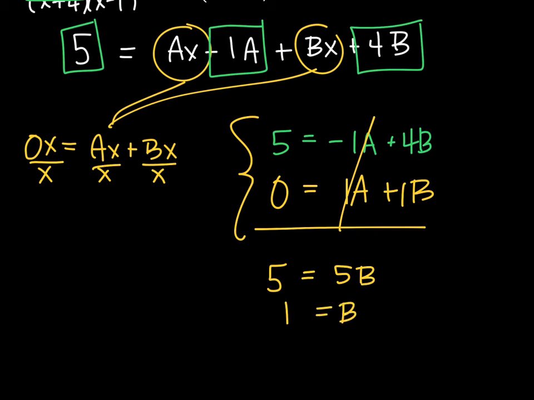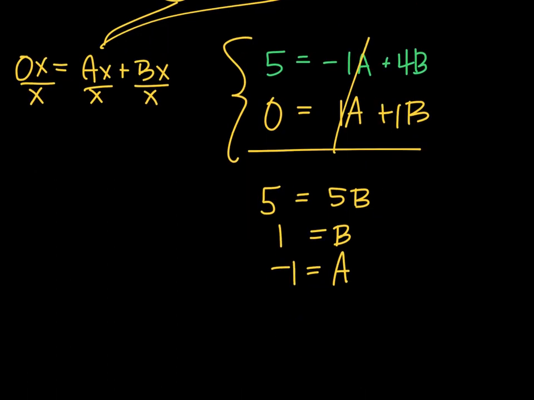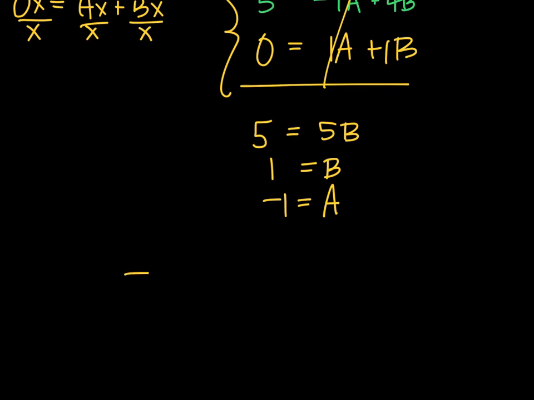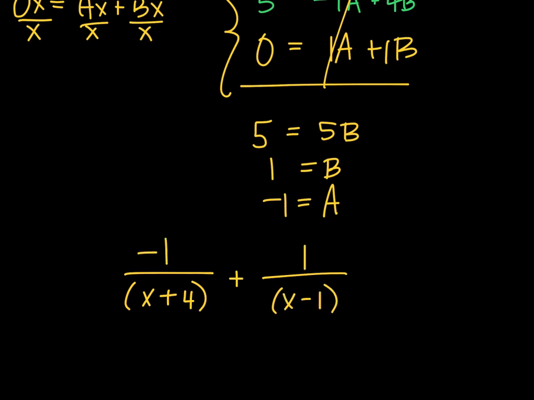And if B is equal to 1, we can go back and plug that back into the other equation. And what will A turn out to be equal to? Negative 1. So what does that mean? It means my original problem that was split up into x plus 4 for one of the fractions and x minus 1 for the other fraction has a negative 1 on top followed by a positive 1 on top. And that is called, again, partial fractions.